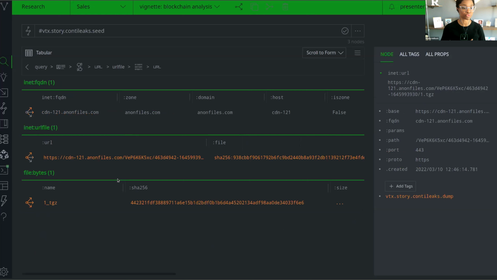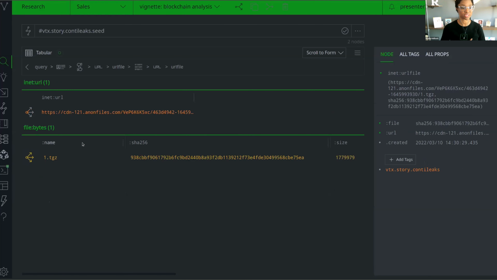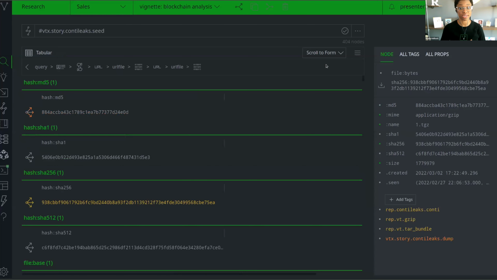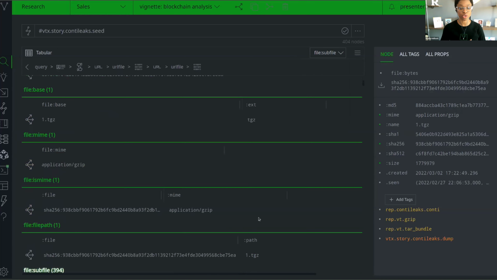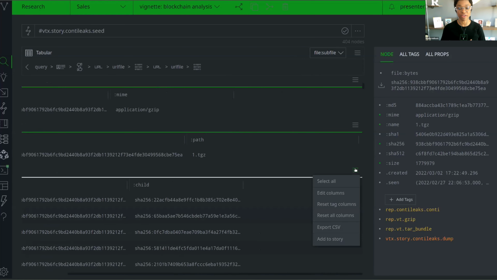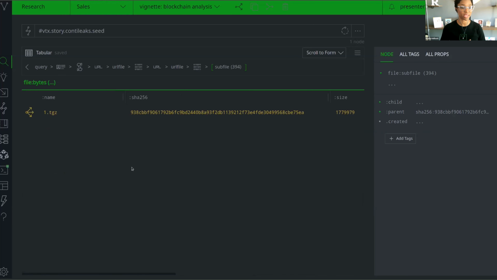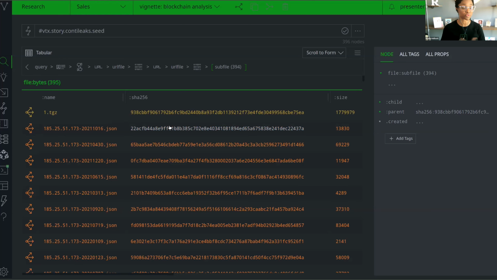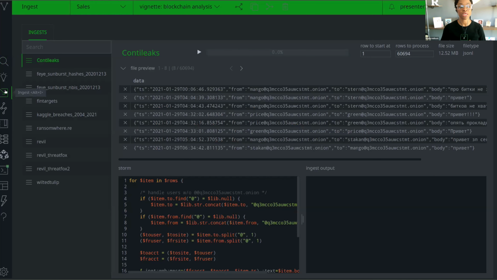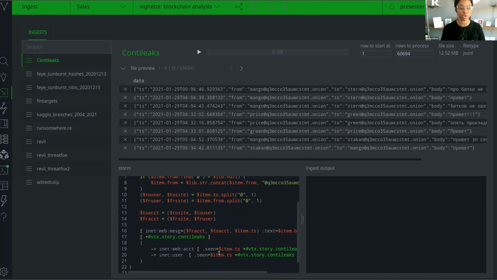If I pivot through these URLs, what you'll see is how these files were all connected. And going to the subfiles, the files that were contained in that archive, what you'll see is how we have just over 300 files, or really close to 400 JSON files that were contained in that archive. We then took those JSON files and consolidated them into a single JSON-L file. And we used our ingest tool to then go ahead and reason over that file.